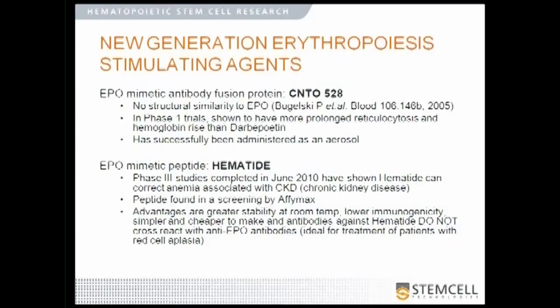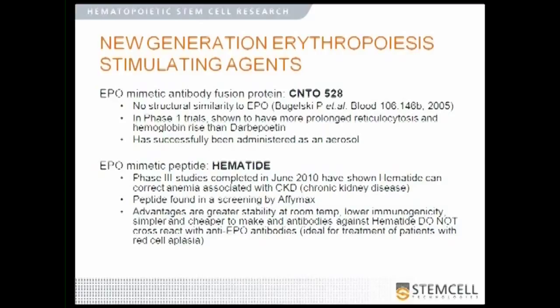In particular, CNTO528 has been shown to have more prolonged reticulocytosis as well as a rise in hemoglobin following IV injections than darbepoetin. It has also been shown to be successful when administered as an aerosol. In a very recent publication in 2009 from a clinical pharmacokinetics group at Johnson & Johnson, where they evaluated this molecule in 24 healthy patients, they found that it had twofold higher activity than the standard recombinant human EPO, so studies on this molecule as a therapeutic will likely continue.